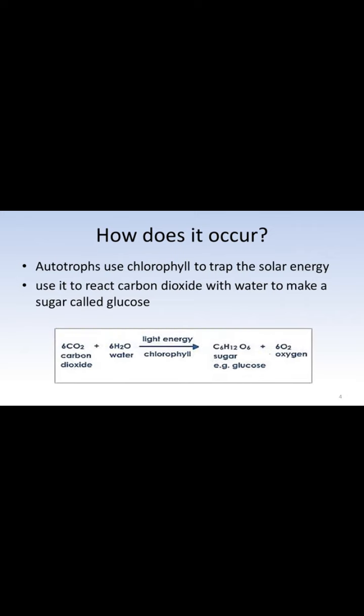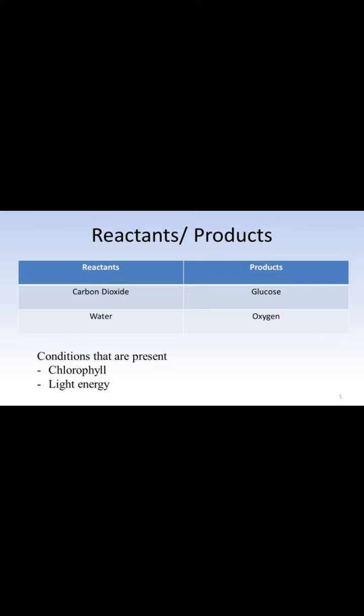However, this process is not as simple as it may seem. We will examine this in more detail after the next slide. On this slide, there is a summary of the reactants and products of photosynthesis. At the bottom, we have the conditions that must be present in order for the process to occur. Now we will look at the two stages that are involved in photosynthesis.